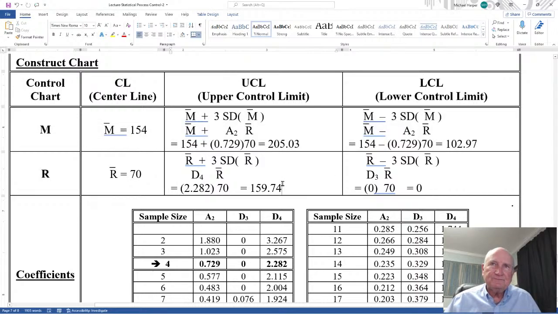Same logic. Here the R bar is our quality characteristic plus 3 times the standard deviation of R bar. Well, R bar is a measure of variability or dispersion. So we have a measure of variability in the center line here, the mean, but also the standard deviation of R bar is another measure of variability.